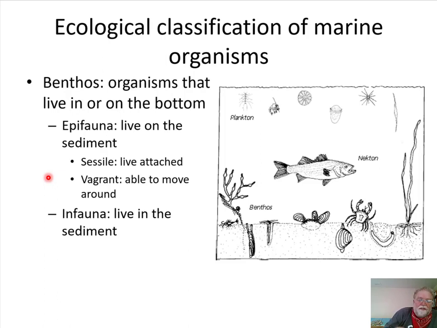When I think of vagrant epifauna, the first thing that I think of is anything that tastes good with lemon and butter, right? So crab, shrimp, lobster, right? They all live on the bottom, and they move around. Okay, vagrant, but also things that, well, most of us don't eat. Starfish, right? Vagrant epifauna. They don't look like they're moving. They are moving. They're just moving very slowly. Sea urchins, also vagrant epifauna, also moving very slowly.